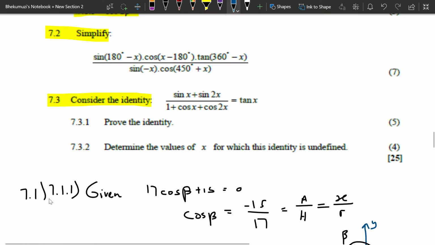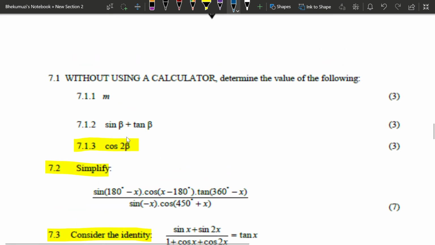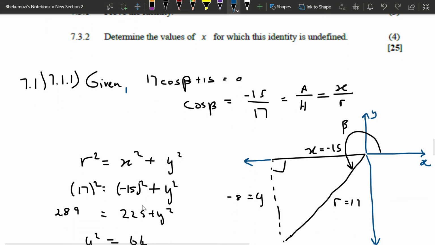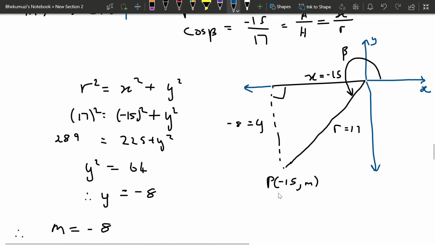But with 7.1, we have 7.1.1, so it says given, okay, to find m. To find m, what should we notice? We are given that 17 cos beta plus 15 is equal to 0. So we rewrite that, and we find that the adjacent over the hypotenuse, which in terms of the Cartesian plane is x over r, our r, which is our radius, is equal to 17, and our 15 is equal to our x, right? So therefore we want y, because remember, m is a y value, in terms of x and y, right?